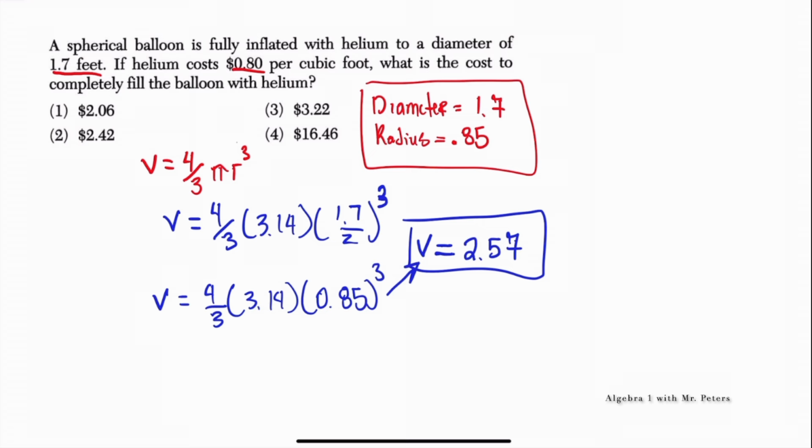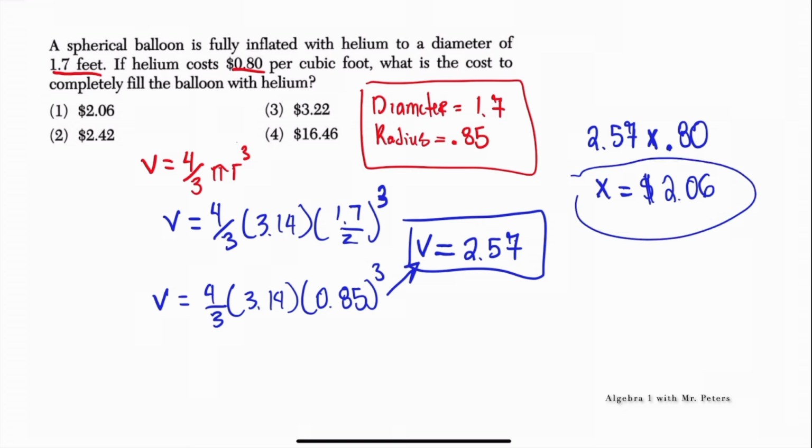But we know that every cubic foot costs 80 cents to fill. So now with the total volume, 2.57, we have to multiply this to figure out how much it is going to cost to actually fill the entire balloon. Once we multiply 2.57 by 0.80, we get x is equal to $2.06. After rounding, your answer should be 2.056. So answer choice 1 is the correct one.